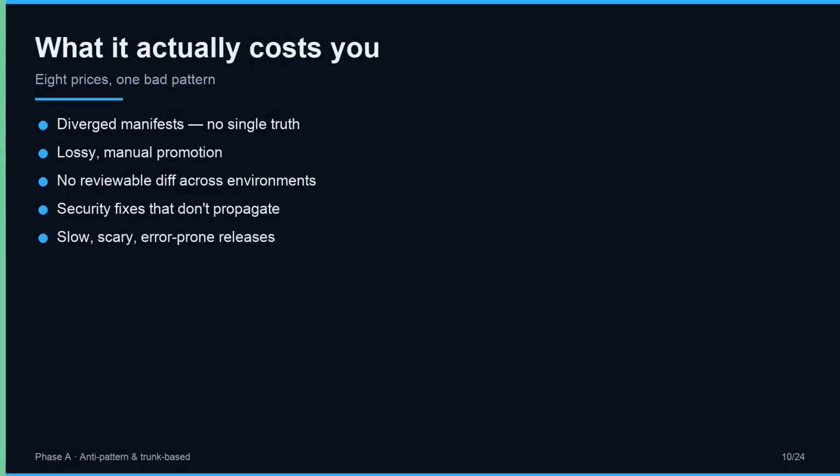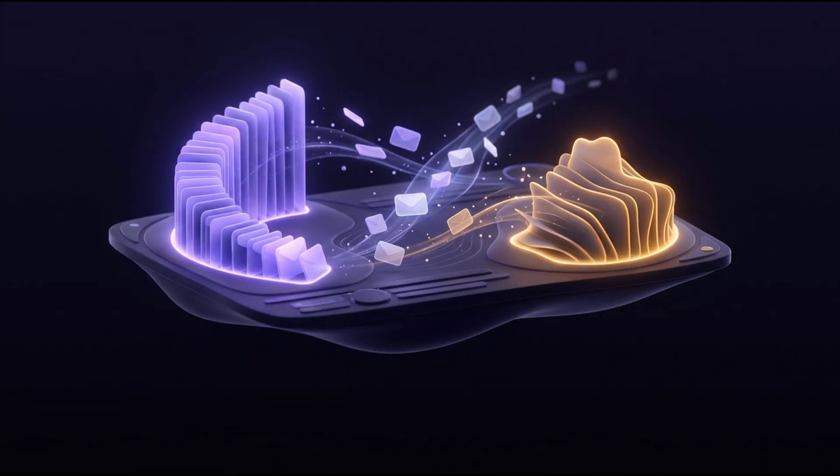So what does all this cost? Diverged manifests, so there is no single truth. Lossy, manual promotion, so things go missing. No reviewable diff, because nothing ever merges. Security fixes that don't propagate, because prod is an island. And releases that are slow, scary, and error-prone, every single time. 1 bad pattern, 8 real prices. 3 branches. 3 headaches. 1 anti-pattern.